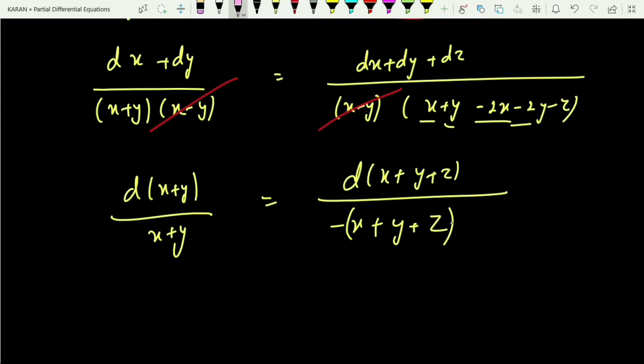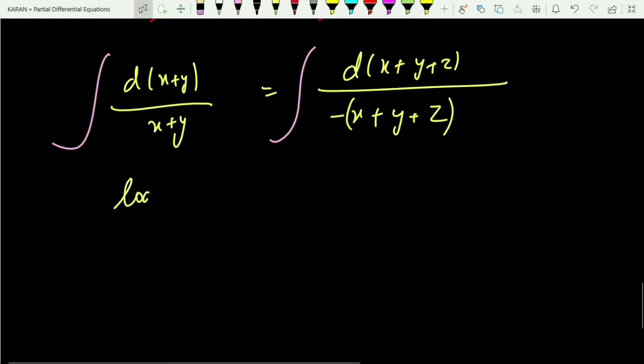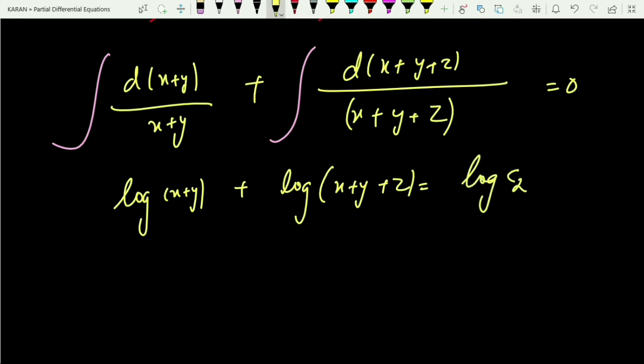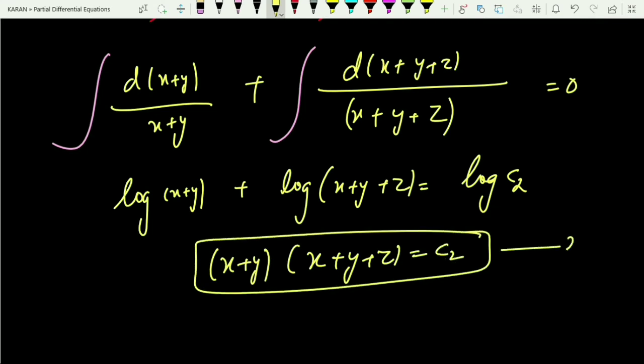Now if you integrate on both sides, what do you get? This is nothing but the log of x plus y. And here we have a negative, so you can bring it to one side, and here it is 0, so this will be plus log of x plus y plus z equals some log of c2. Apply the properties of log, and finally we get x plus y multiplied with x plus y plus z equals c2. Mark this as equation number 2.